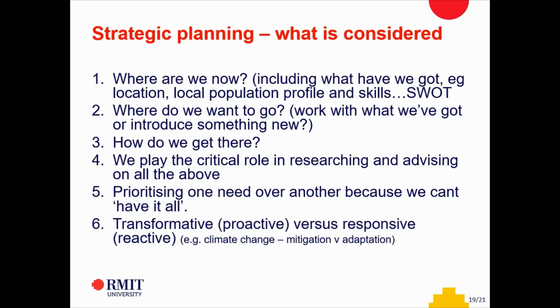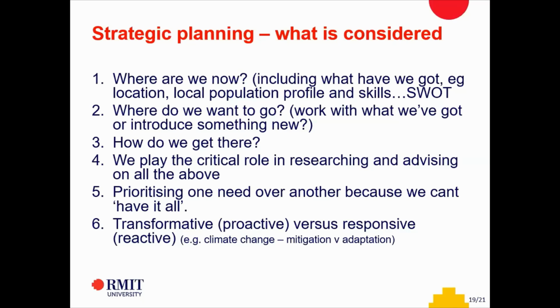Now, having got to that point, the next question is, well, how do we get there? If we've actually got an objective, we've got to sit down and think, what is the best way of getting there? That is the strategy. What is the strategy to get us from where we are now, which is A, to where we want to be, which is B? And research and advising takes up a lot of the time of the strategic planner to deal with those first three questions.